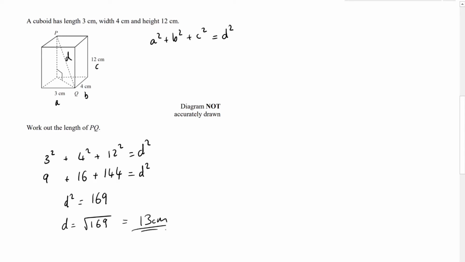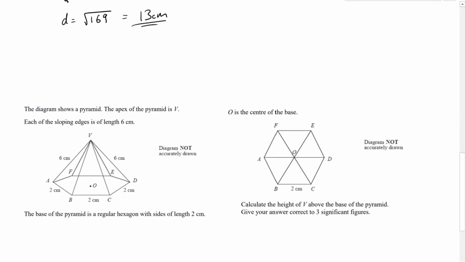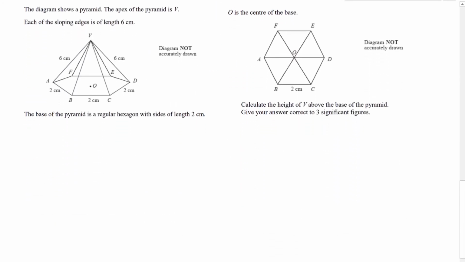Okay, so hopefully these are straightforward. Let's do one last one that's going to be a bit more challenging. This diagram shows a pyramid. The apex of the pyramid, meaning this point at the top here, is V. Each of the sloping edges is of length 6 centimeters. The base of the pyramid is a regular hexagon with sides each of length 2 centimeters. This is a top-down view where this is V, the apex at the top, going through O at the bottom. Calculate the height of V above the base of the pyramid, giving your answer to 3 significant figures.